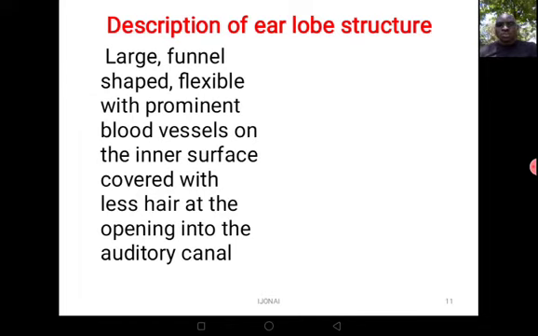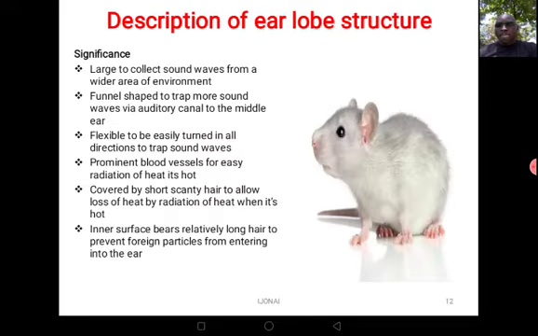So we can move on to the next part of the ears. We want to look at now the significance. We said they are large to collect sound waves from the wider area of the environment. That is the reason why they are large. And then they are funnel shaped. They are like funnels to trap more sound waves via the auditory canal to the middle ear.